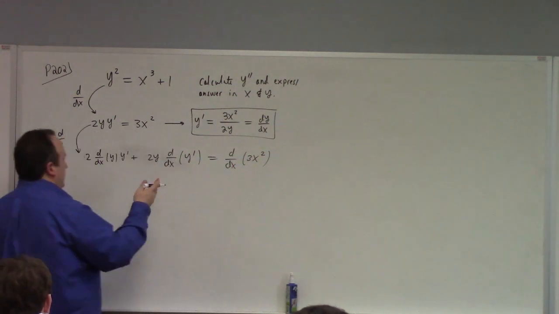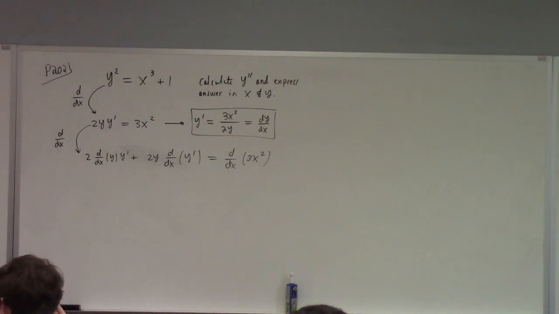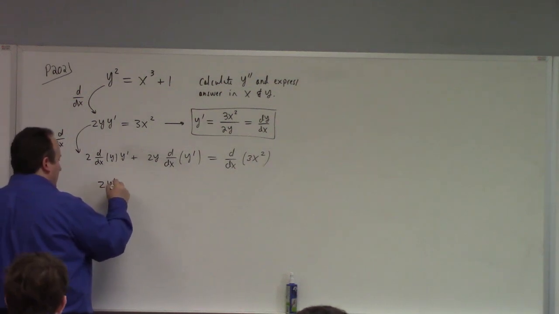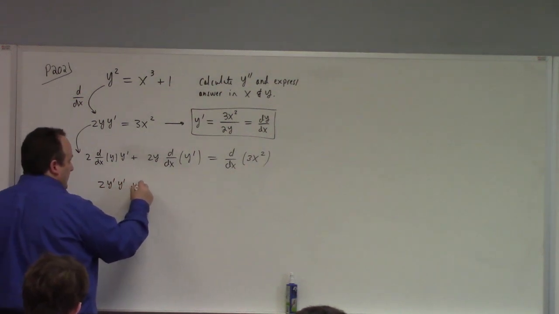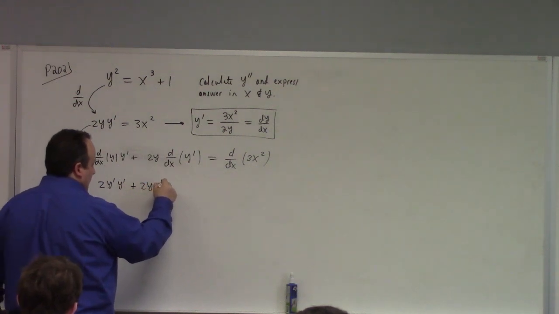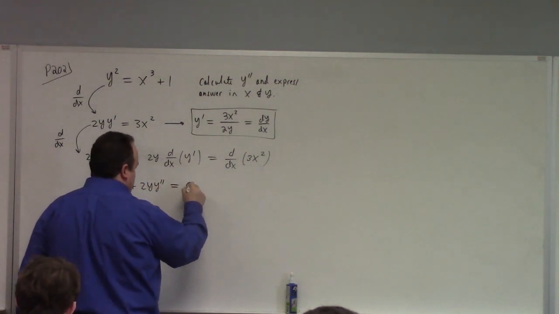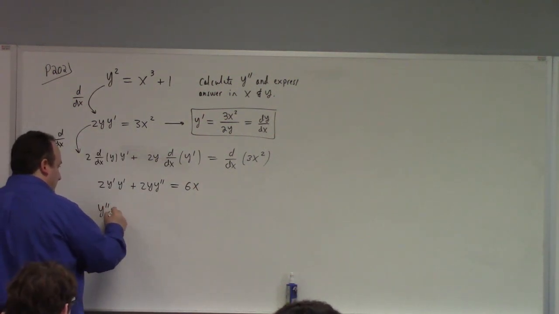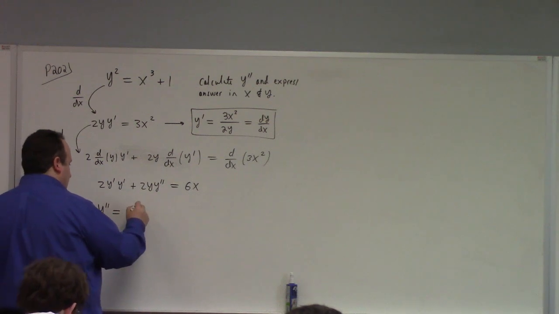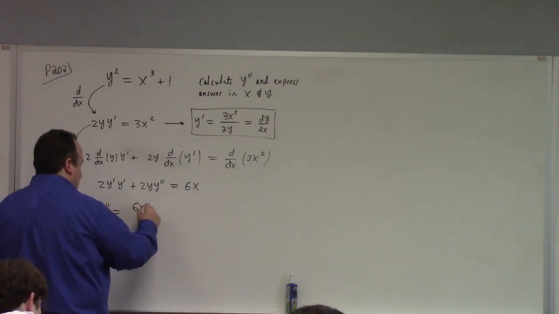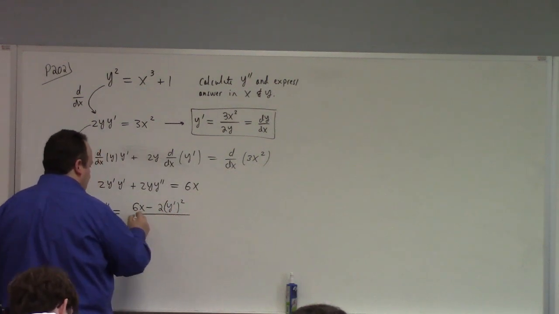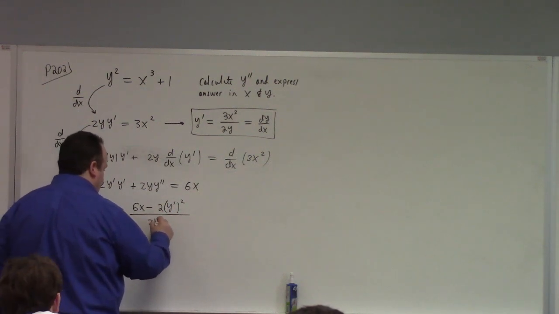What did I do? I did the product rule because y and y' are both functions of x, right? So I have to do the product rule. And what I have then is 2(y')² plus 2y y'' is equal to 6x. And so I can solve this all for y''. I get y'' is equal to (6x minus 2(y')²) divided by 2y.